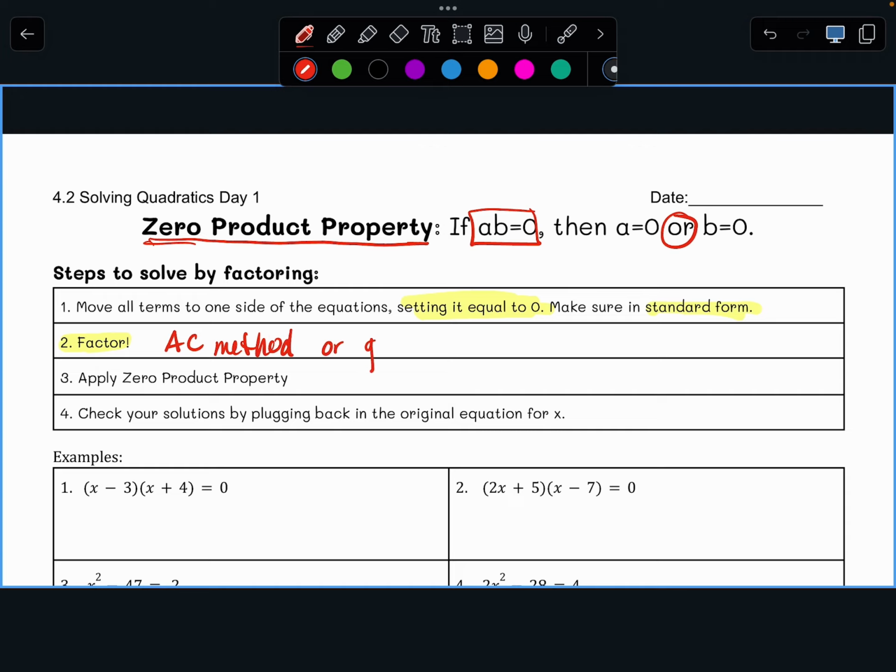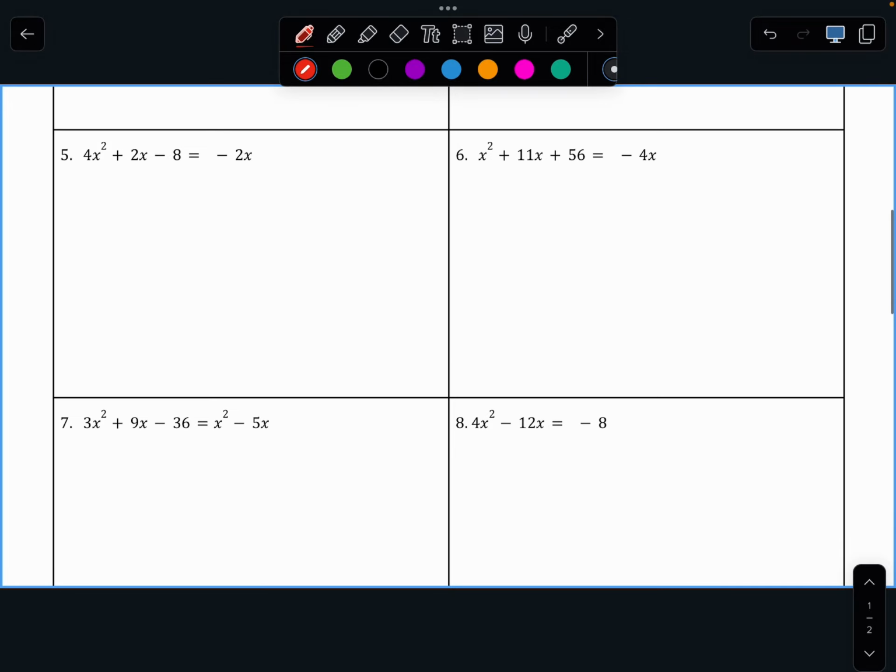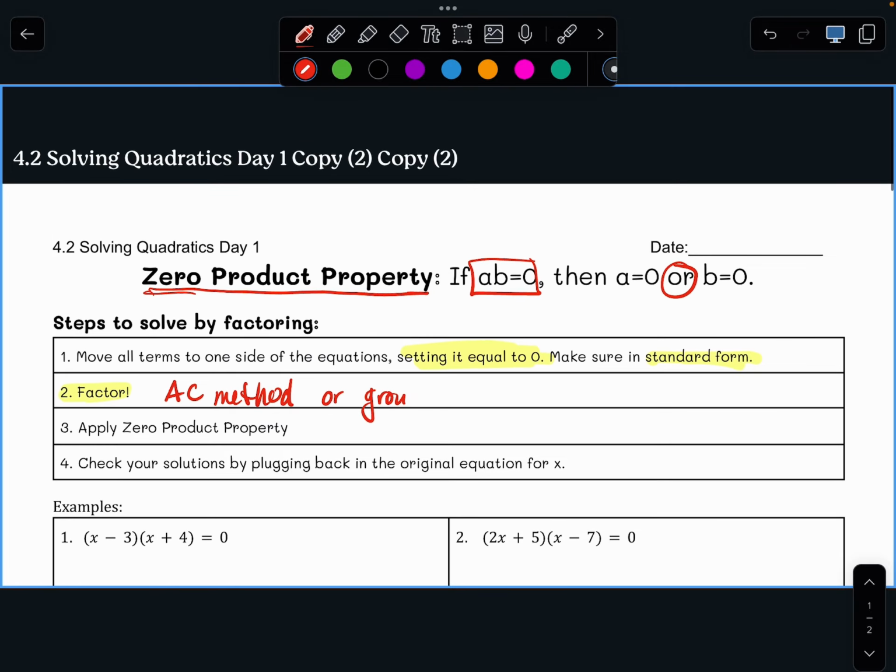Or you can do grouping. I don't think, can I do grouping? No. Let me go back and erase those. So it's the AC method or your X puzzle. And then we apply this property where we set each factor equal to zero. And then we plug it back in. You need to check your solutions, because sometimes you get something called extraneous solutions.